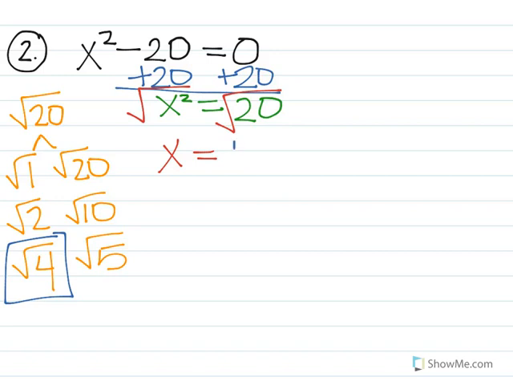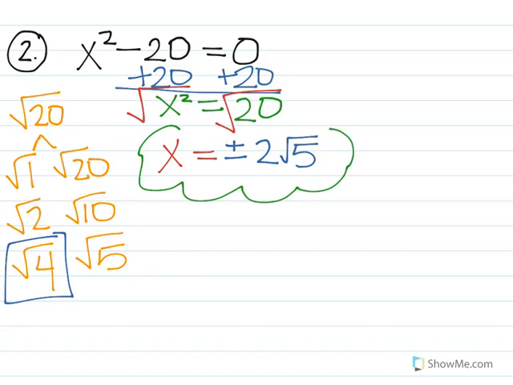But before I write the 2, I have to remember that all my answers are going to be plus or minus. So then I can write 2, and the square root of 5 can't simplify, so we just write it with the square root of 5. So my final answer here is x equals plus or minus 2 radical 5.